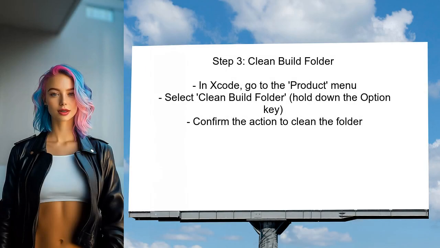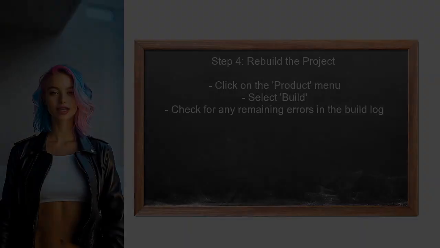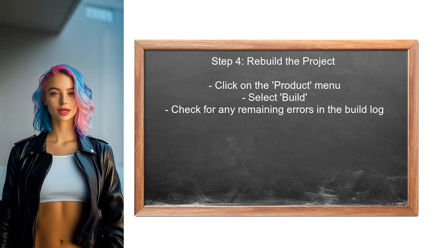After that, the user can clean the build folder in Xcode. This helps to remove any cached data that might be causing the issue. Finally, the user should rebuild the project. This will apply all the changes made and help resolve the illegal configuration error.